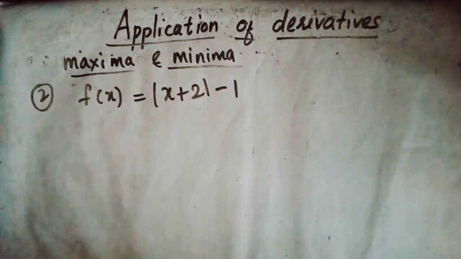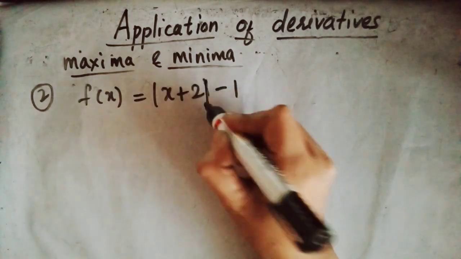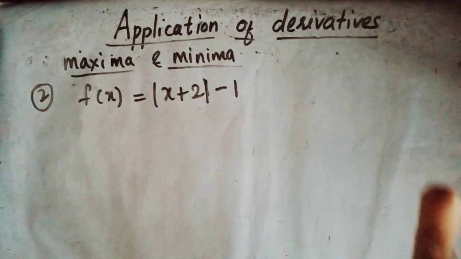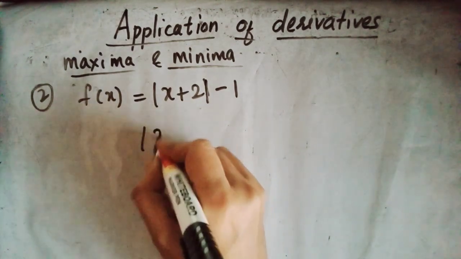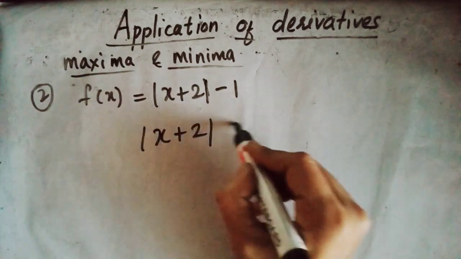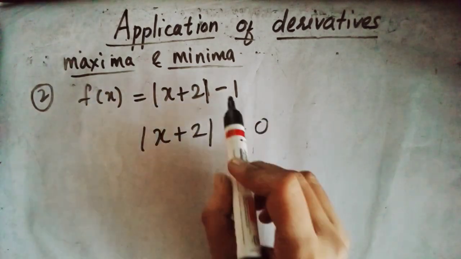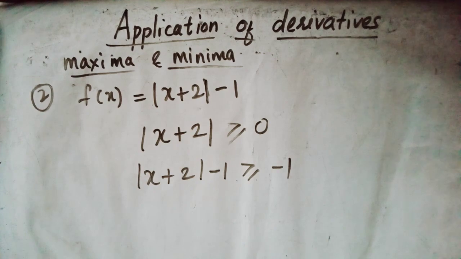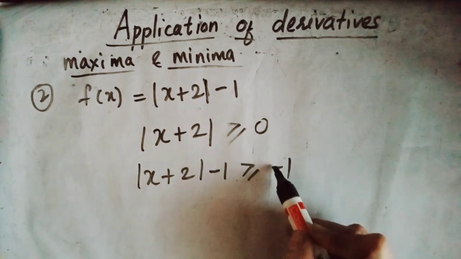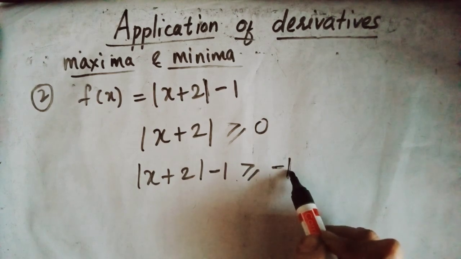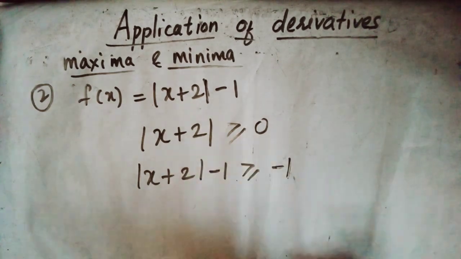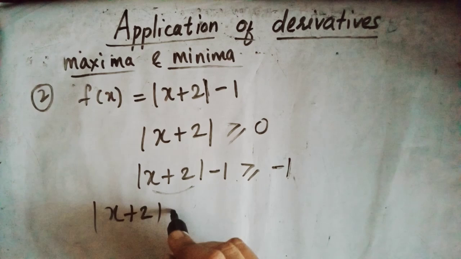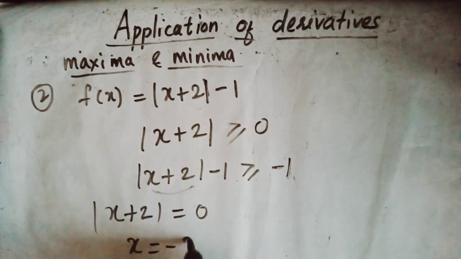Okay, let's solve this. So you know that the value of mod function is always positive, greater than or equal to 0. So you can write |x plus 2| is greater than or equal to 0. Now subtract 1 both the sides. Okay, so you will get this. So this is greater than or equal to minus 1. So its minimum value we are going to get when this term is going to be 0. So |x plus 2| is 0. So x you are going to get is minus 2.